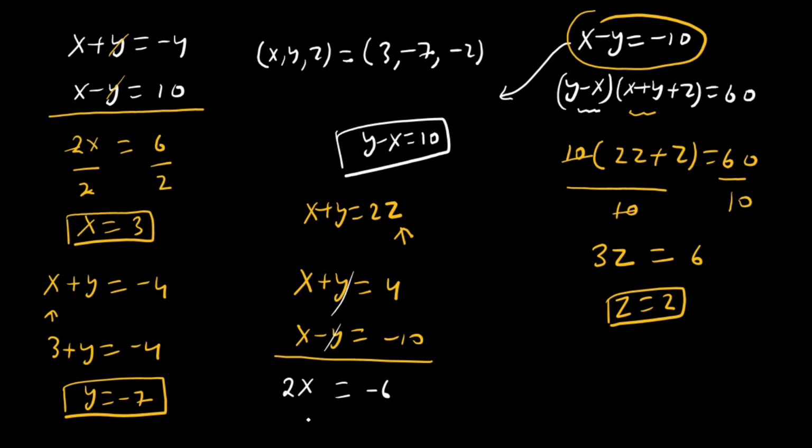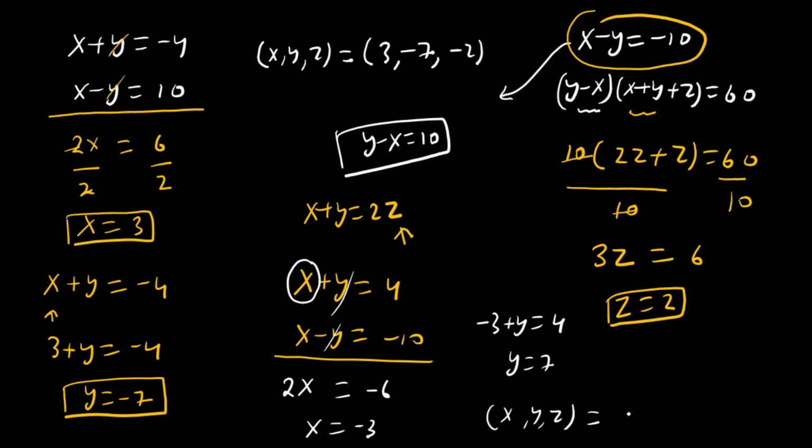Now if we divide both sides by 2, then the value of x is minus 3. Now this x is replaced here, then minus 3 plus y is equal to 4, and if we add 3 to both sides, then y is equal to 7. So our solution is x, y, z: the value of x is minus 3 and the value of y is 7 and the value of z is 2. This is our final answer.